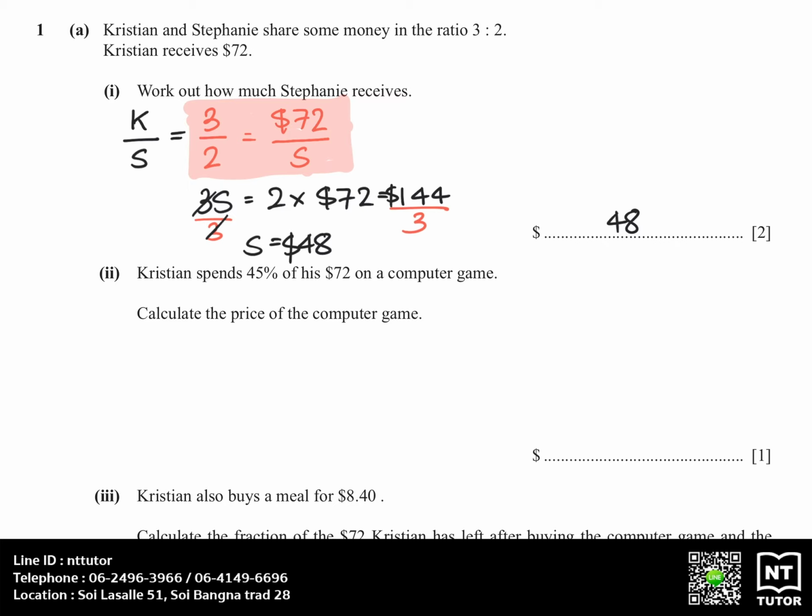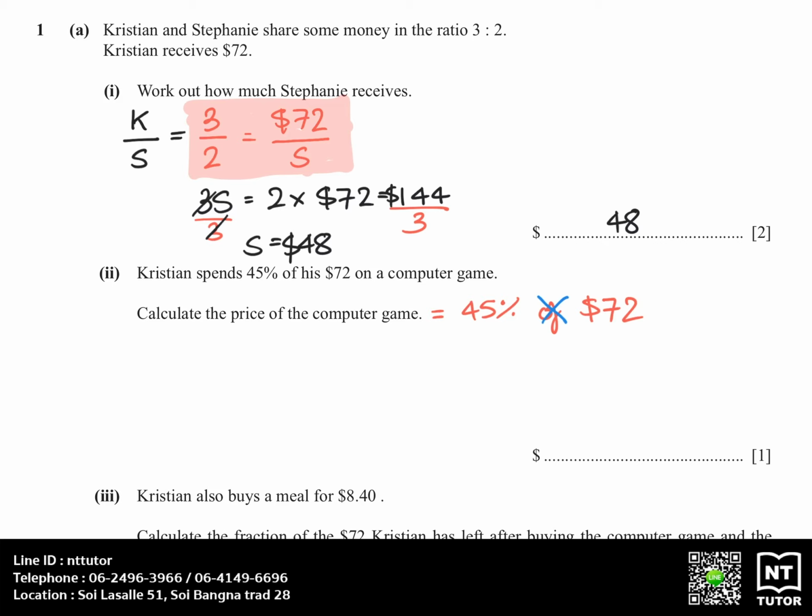Part 2. Christian spends 45% of his $72 on a computer game. Calculate the price of the computer game. If he spends 45% on a computer game, this means that the price of the computer game is 45% of $72. In maths, the word of always means multiply. So we want to find 45% multiplied by 72.